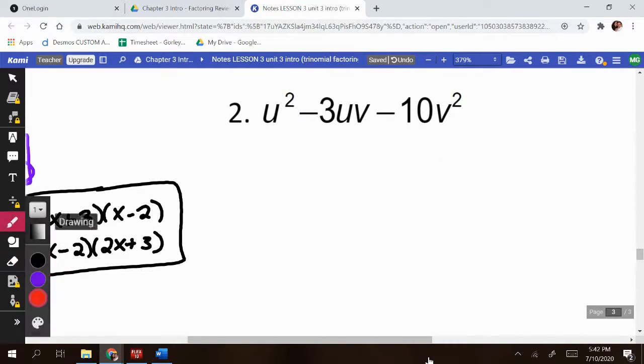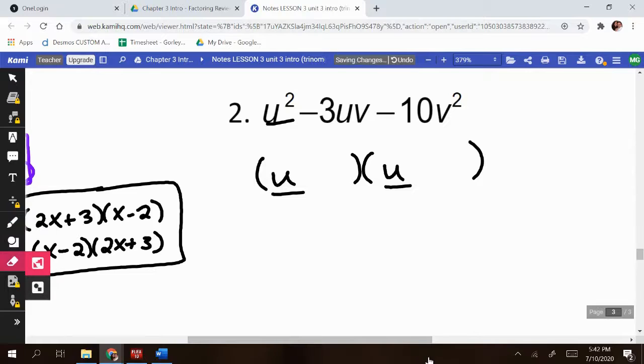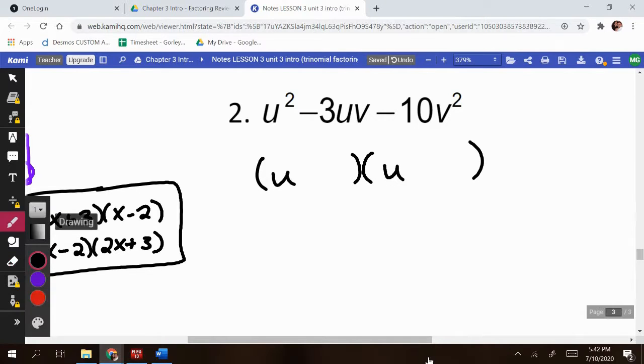Okay, the next one is 2 variables. I'm going to set up my parentheses. First times first is u squared. So I'm going to put u times u. Last times last should give me 10v squared. So I know that v times v is v squared, but I'm not sure what to do about the 10. We could have 1 and 10, or we could have 2 and 5.